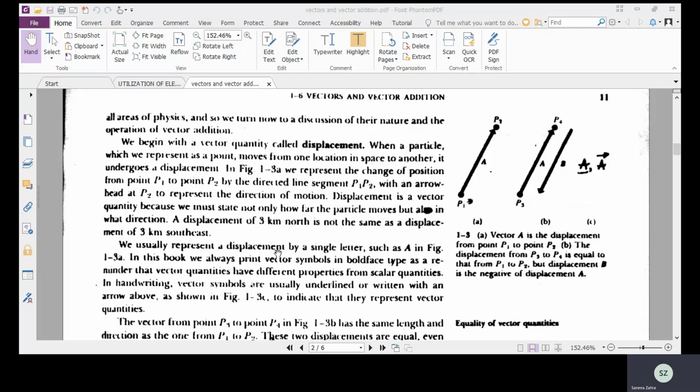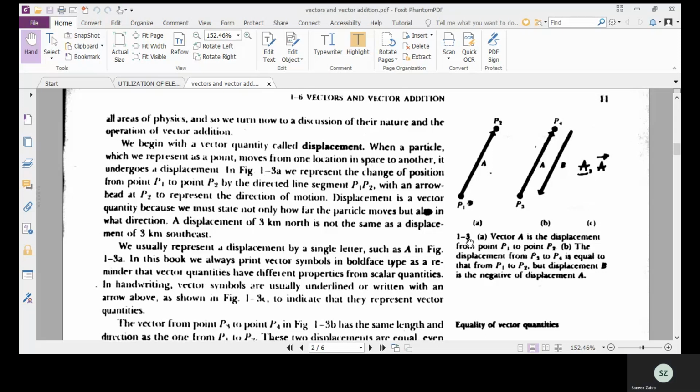We begin with a vector quantity called displacement. When a particle, which we represent as a point, moves from one location in space to another, it undergoes a displacement. See figure 1.3a. Here a vector is represented, which starts from point P1 and heads towards P2, shown by a line segment P1 P2 with an arrowhead at P2 to represent the direction of motion.